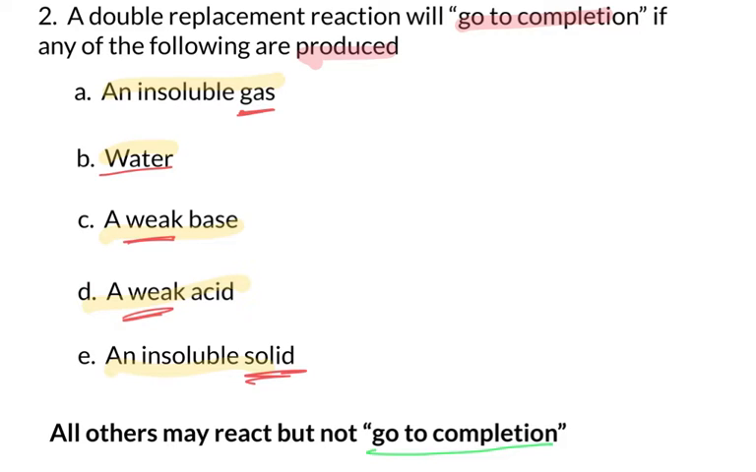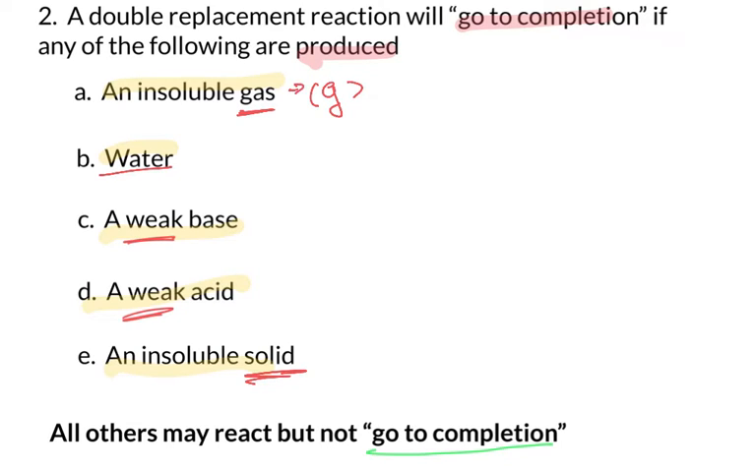So how we're going to use this is we're going to be observing some double replacement reactions, and we're going to look at their product side and then decide, are any of these produced? So let's first look, how do I identify an insoluble gas? In this class, the easiest way to identify an insoluble gas is to look for the parentheses G, the physical state. It will tell you it's an insoluble gas if you see that G in parentheses.